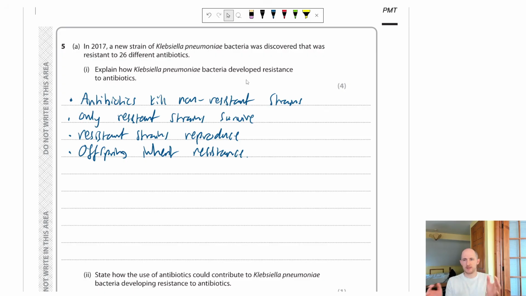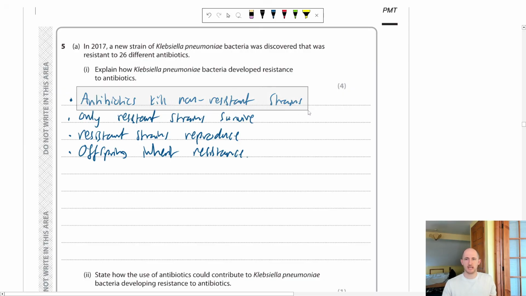Well, okay, antibiotics will kill the non-resistant strains. Only the resistant strains survive. Those strains reproduce and therefore they inherit it. The one thing I might add if I was explaining this to someone is that random mutations can cause resistant strains. Something like that. But you can also say that it's by natural selection or evolution.